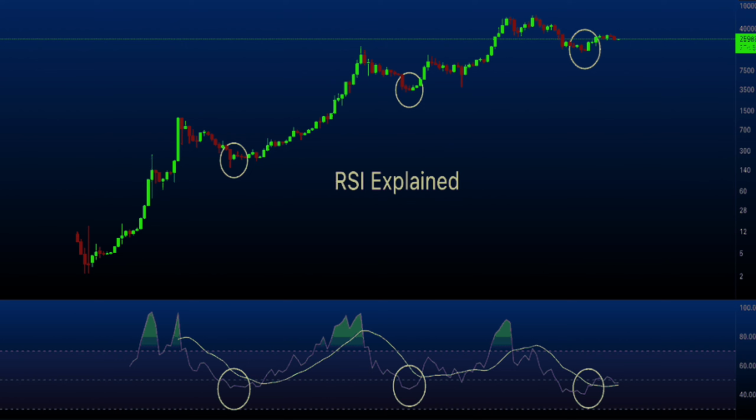Note: always combine the RSI with other tools like support and resistance, moving averages, or price action for stronger entry and exit points. Avoid using RSI alone in sideways or choppy markets.